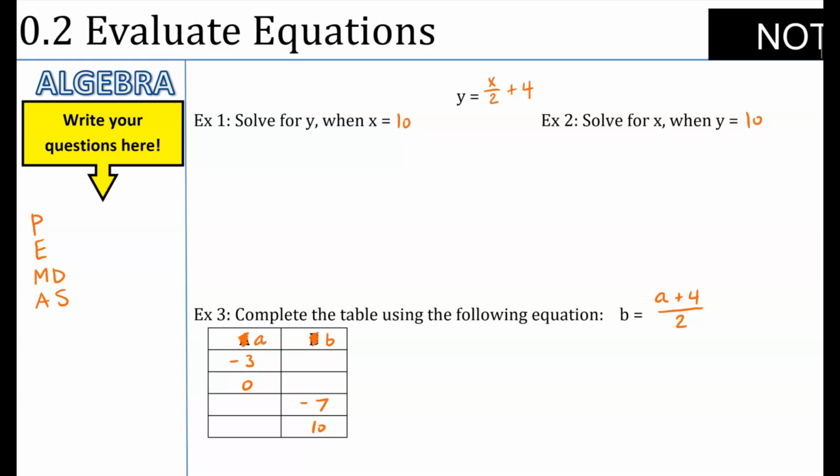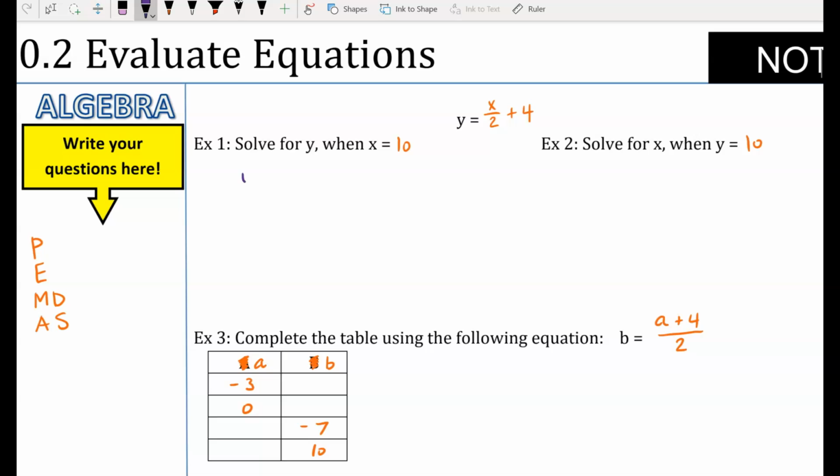So example 1 tells us to solve for y when x is equal to 10. So make sure you fill in that value for x. I'm giving that to you. And we're going to use that equation that we were given initially. So let's write down y equals x divided by 2 plus 4. Now if we know that x is equal to 10, we're going to substitute that value. And when you substitute, you have to take something out to put something else in there. So we're going to take out the x and we're going to fill in 10 in its place.